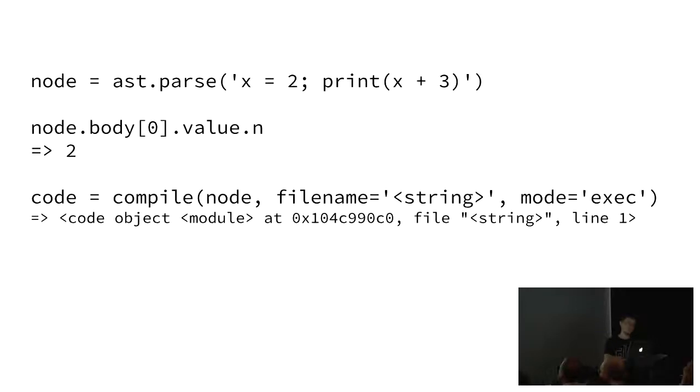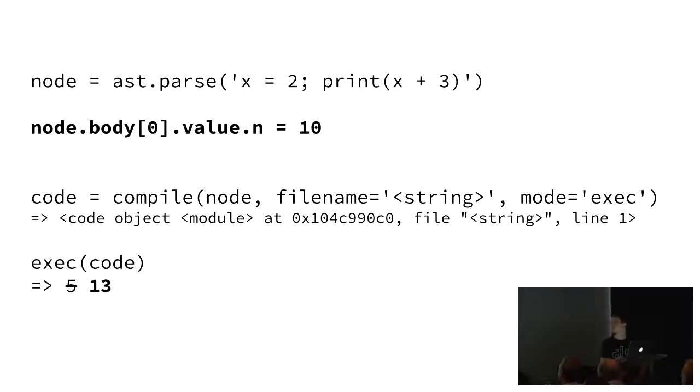Now, once you have an AST node, you can pass it to the built-in compile function. And this returns a code object. Basically, code objects are the fundamental things that the Python interpreter executes. We'll talk more about details on them later. You can execute the code object yourself by passing it to the exec function. And voila, we ran the code. 2 plus 3 is 5. Of course, that's not very exciting. We could have just passed the original string directly to the exec function and gotten the same result.